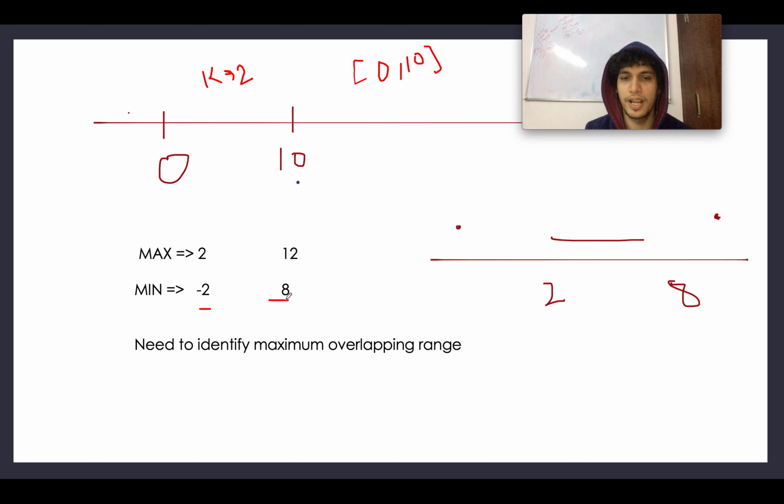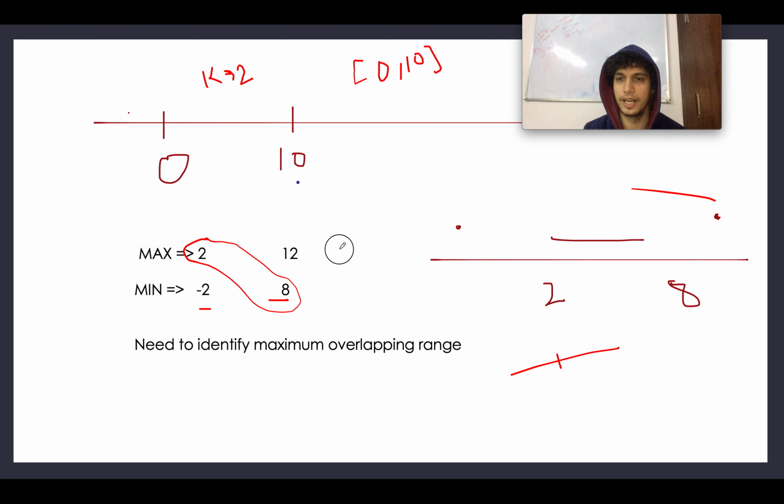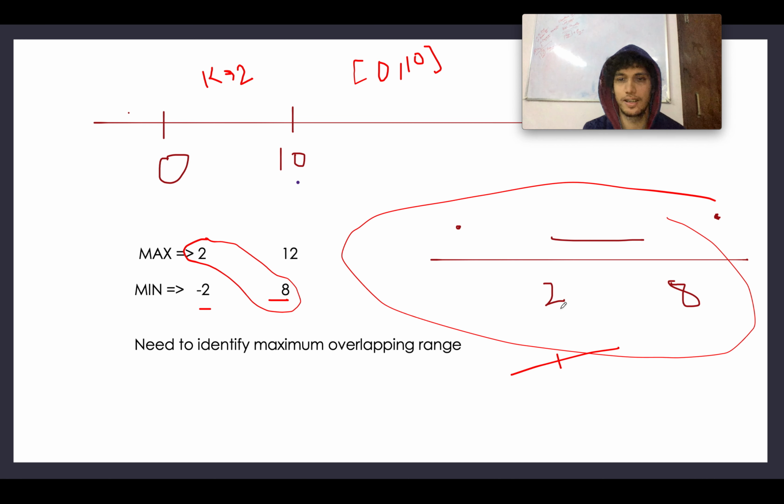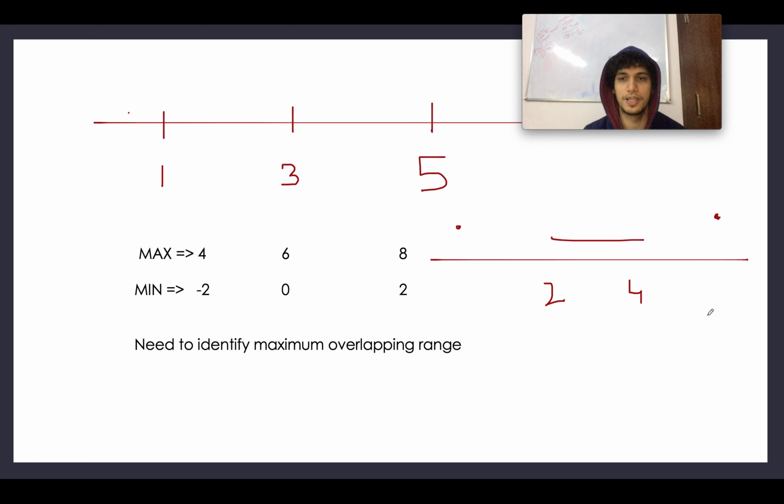You need to identify the maximum overlapping range. The maximum overlapping range would be something like this, 2 comma 8. And hence you got your answer. The updated array would be 2 comma 8 as shown in this diagram, where the minimum value would be 2 and the maximum value would be 8. The difference is 6, and hence we go ahead with the second example.